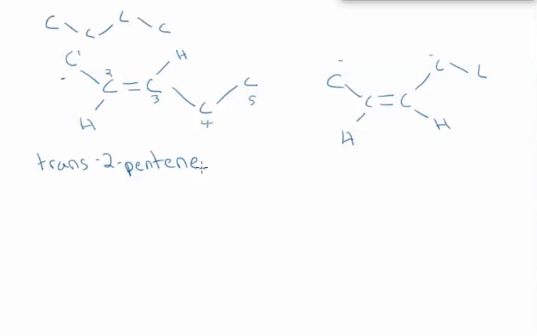This 2 is telling us where that double bond is. And you can indicate that you're talking about a double bond because it says pentene. And this one would be called cis 2-pentene. And like I said, I'm not always going to give you enough information so that you could tell me cis or trans, but if I draw the shape out for you like that, I do need you to tell me. Let's look at another one like this.